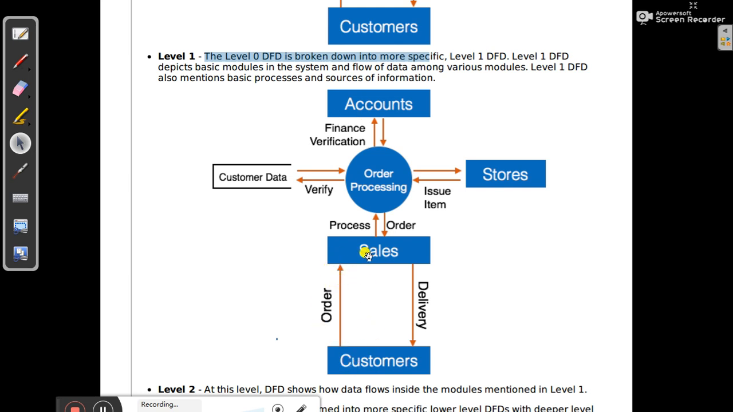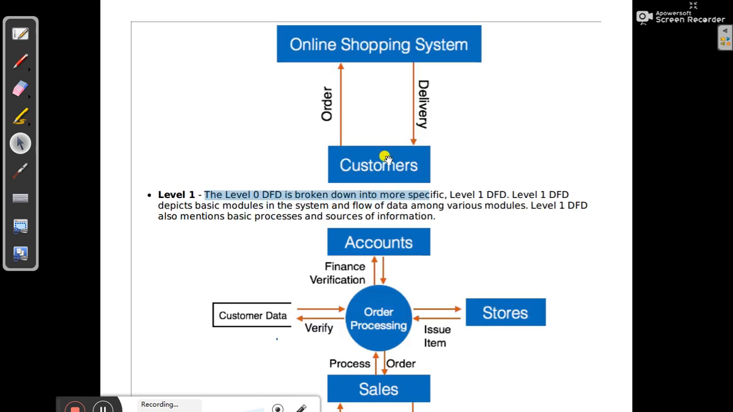So for every customer there will be some accounts. The customer will order the sales part and will get the delivery, but that order will be processed in this function. So this is the process entity. This process circle will use the data of the customer and will use the entity stores, the entity accounts, and the entity sales.